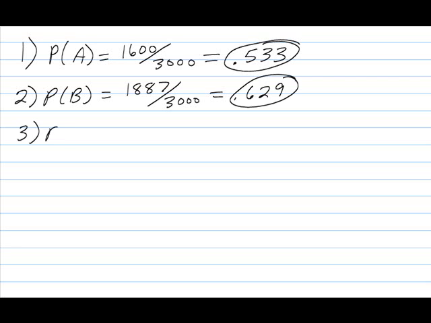The probability of A complement. There's a couple ways to calculate this. You can calculate it by using the table, or you can calculate it by using the complement rule, whichever one you prefer. In this case, I'm just going to use the complement rule and say 1 minus the probability of A. So that's 1 minus 0.533, which in this case is 0.467.